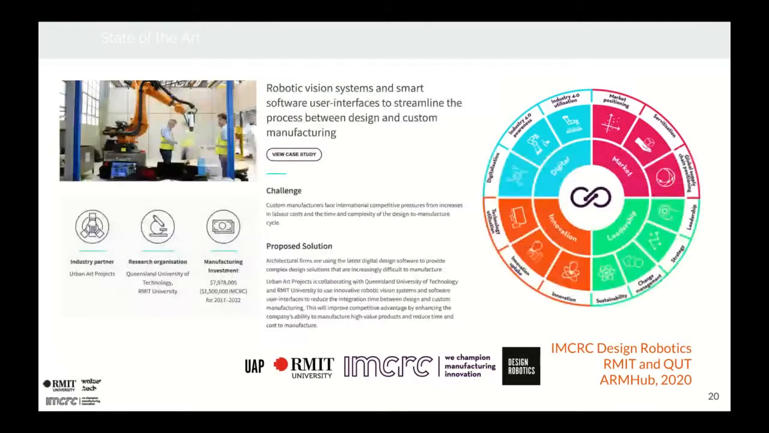So I'll talk quickly for the ones that are still awake about the project I'm currently involved in, which is called the Design Robotics CRC. It's a government-funded program here in Australia, and we collaborate with small and medium enterprises and universities. I'm based at RMIT in Melbourne, but I'm also working with QUT University in Brisbane.